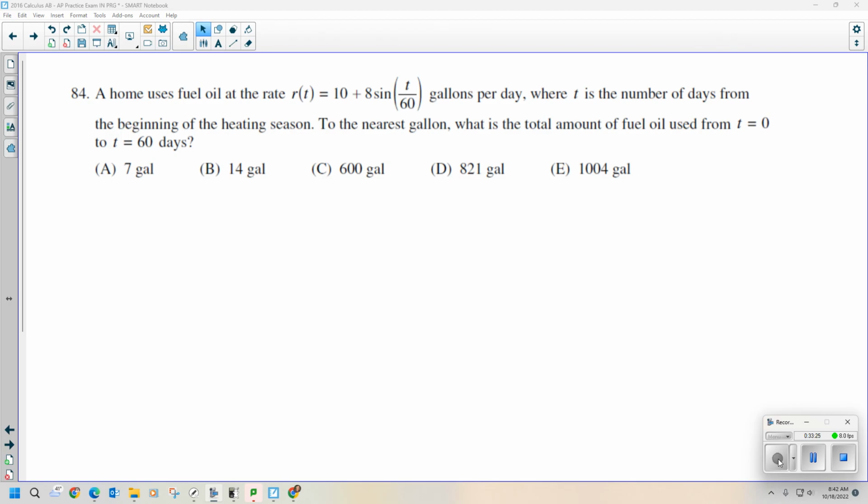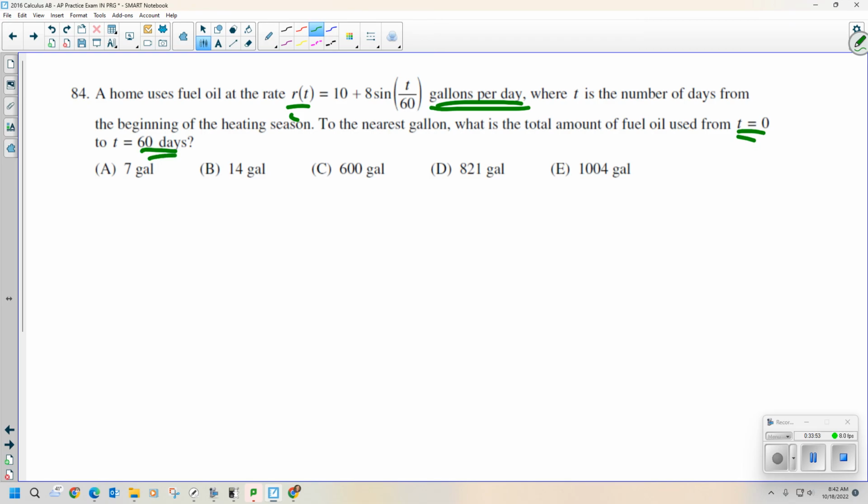All right, last one, 84. A home uses fuel oil at the rate, okay, this is a rate, this is good, of R of t is 10 plus 8 sine of t over 60 gallons per day. It's a rate, so it should be some unit per time, where t is the number of days from the beginning of the heating season. To the nearest gallon, what is the total amount of fuel oil used from 0 to 60?